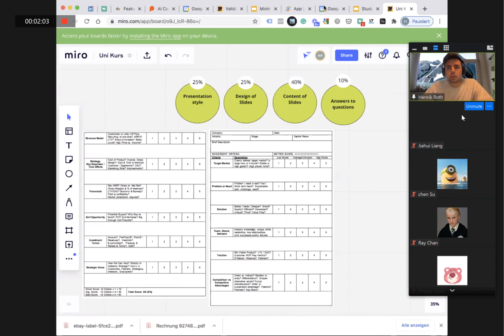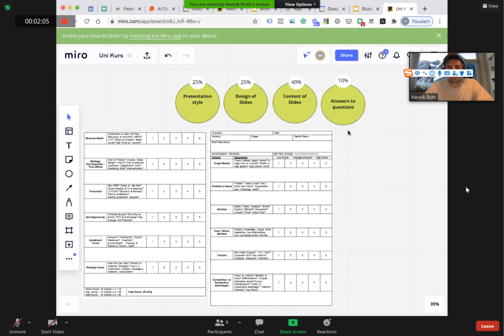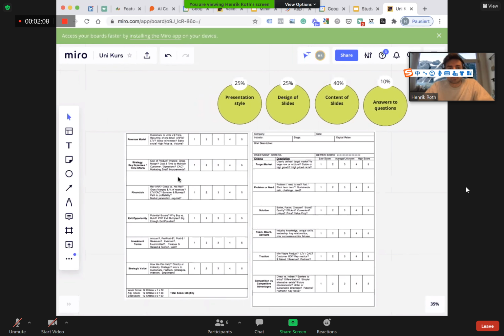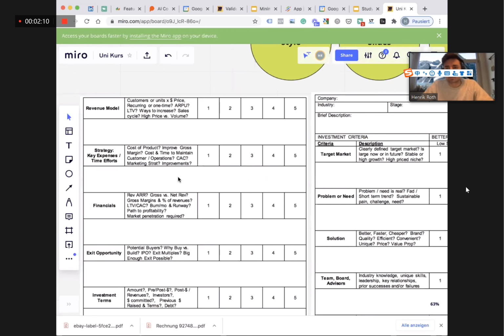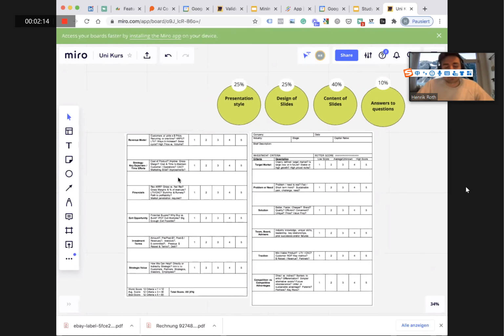So you see here the points you already saw in the slides I shared with you before. But I figured that it's also important to talk about the presentation style, like the design of the slides and how you present it. So I just showcase you the grading system. So how do I evaluate the pitch? I think that is fair and important for you to know.